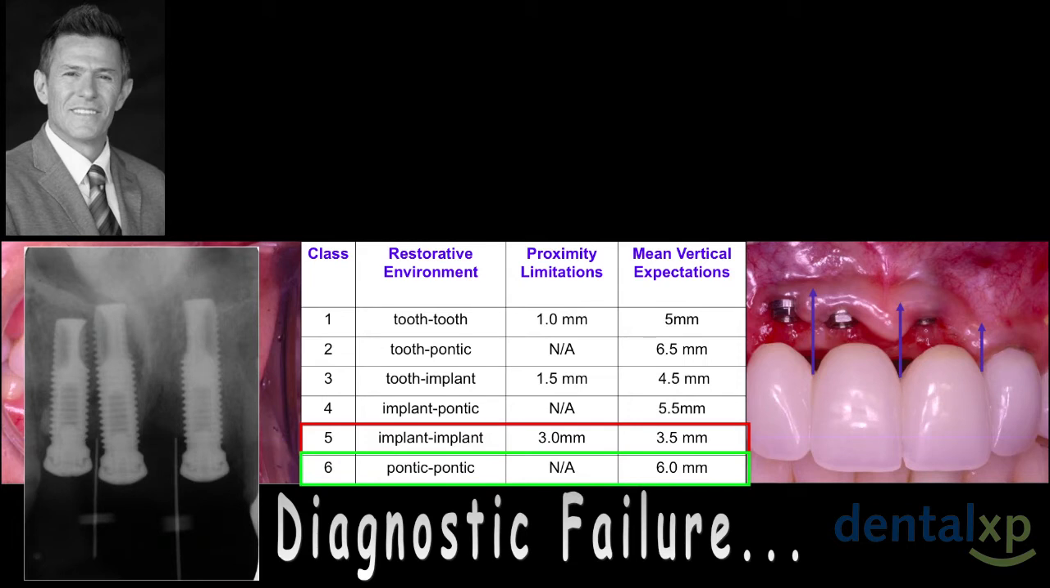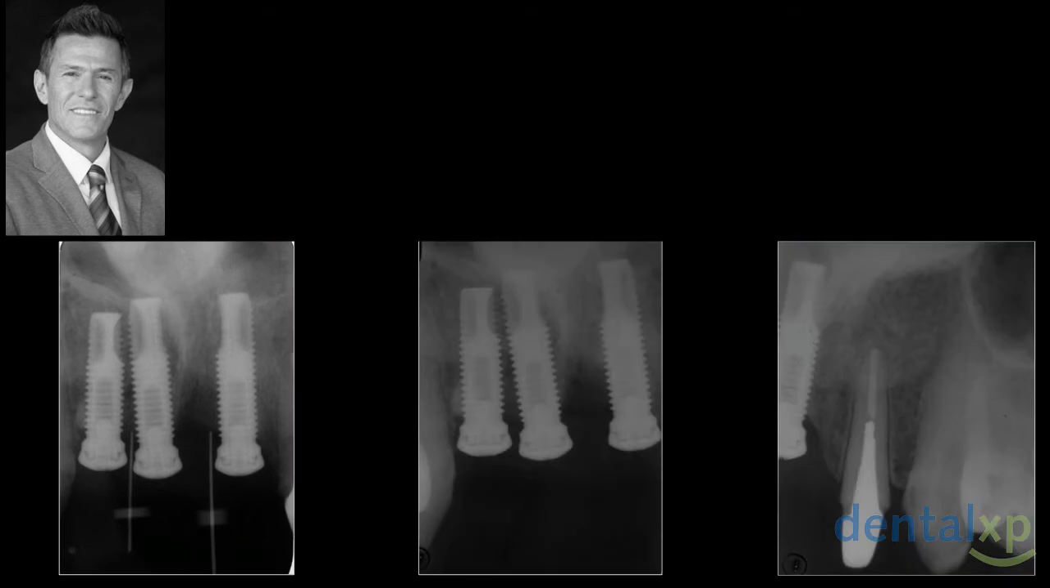Instead, if you take a look at a solution here that we look at, we're about 6 to 6.5 millimeters away from the bone. So the best solutions we have would be tooth to pontic, but there's no teeth. The only other solution was classification number 6, which is pontic to pontic, where we don't have to worry about proximity limitations, and we can be as much as 6 millimeters from bone level and get added tissue height. And if you look at this case, 2.5 to 3 millimeters of tissue height is exactly what this case needs.